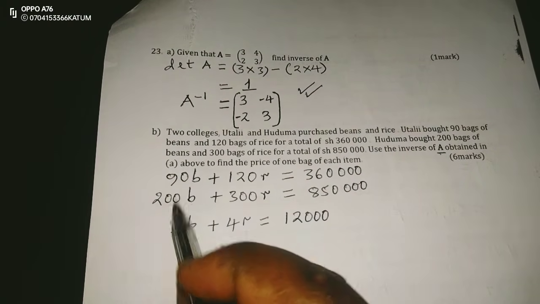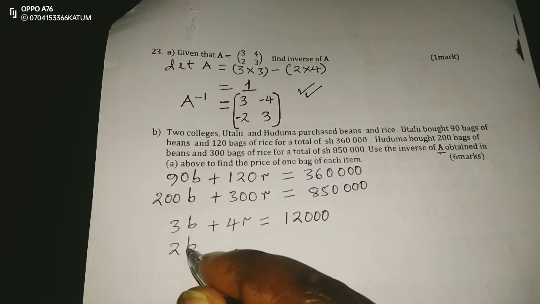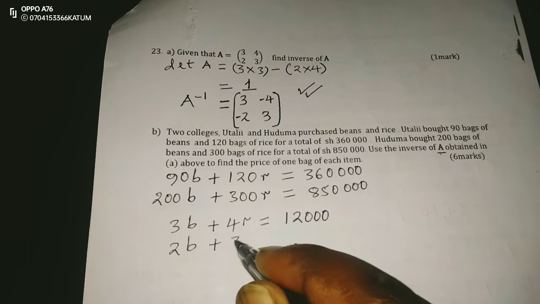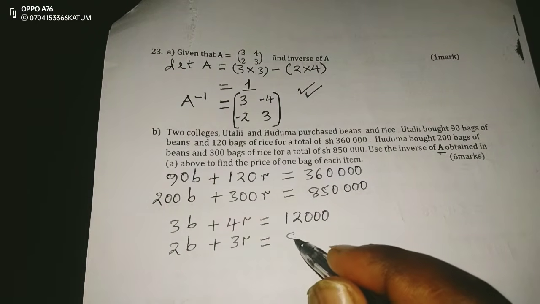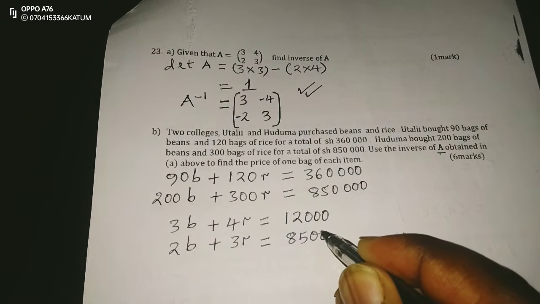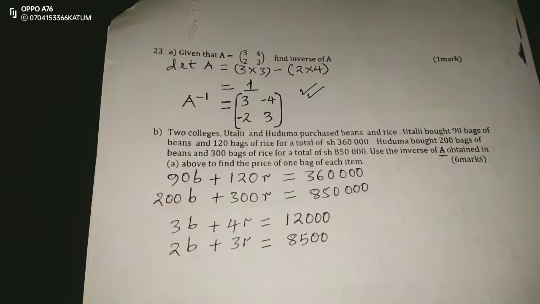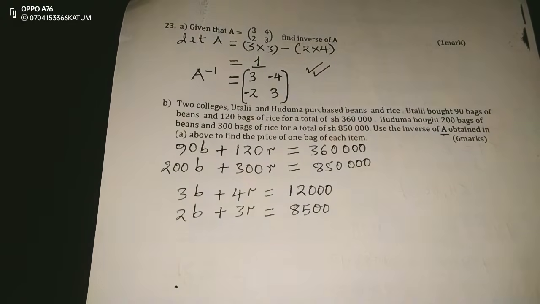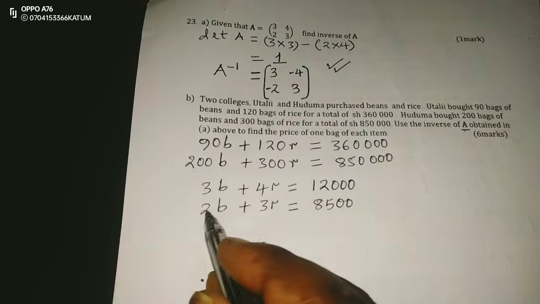Then finally, we can divide equation 2 by 100, whereby we will have 2b plus 3r equivalent to 8500, because 2 zeros cancel. So these are now the equations in their simplest form. Now, at this point, we should know that when we extract what we call the coefficients matrix, we are going to extract 3, 4, 2, 3.